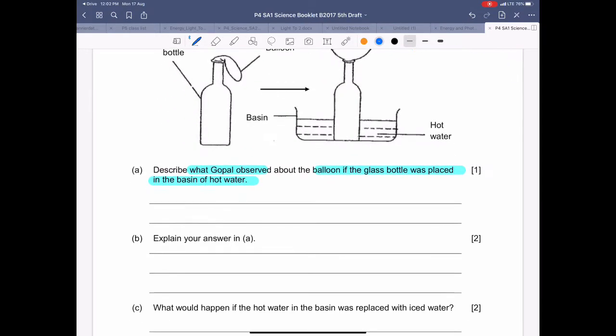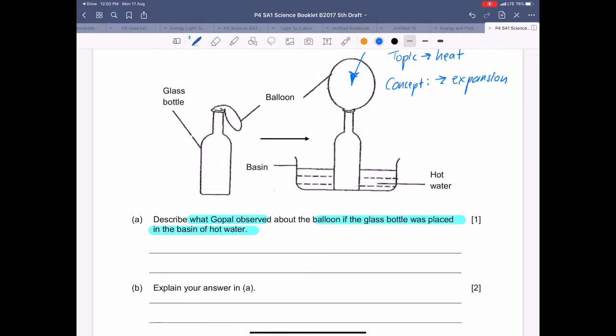Now, so basically what will happen is, the word here is observe. So when they ask you to observe, you do not need to go and explain to me why. Okay? So what you will observe is that the balloon will become inflated. To inflate a balloon means that it actually gets blown up. So it's very simple. The balloon becomes inflated. Okay, that's all. You do not need to give any form of explanation.